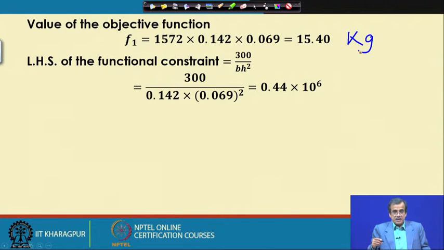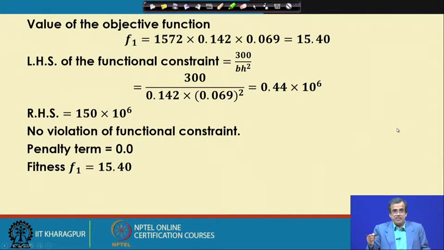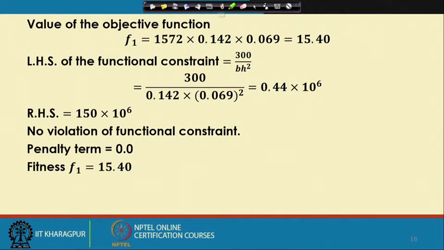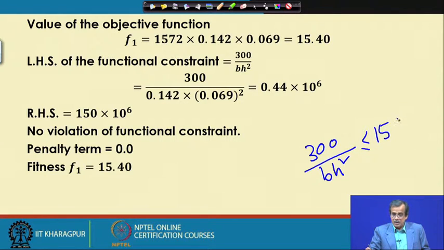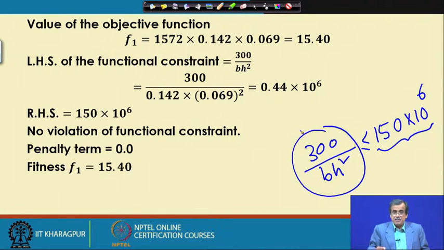Now, I can find out the functional constraint, and we will have to determine its value and decide whether it is going to violate the functional constraint or not. The functional constraint was 300 divided by B H square, which should be less than or equal to the allowable, that is 150 multiplied by 10 raised to the power 6. This is the allowable stress for this particular tool material, and the left side is the developed stress due to the bending moment.